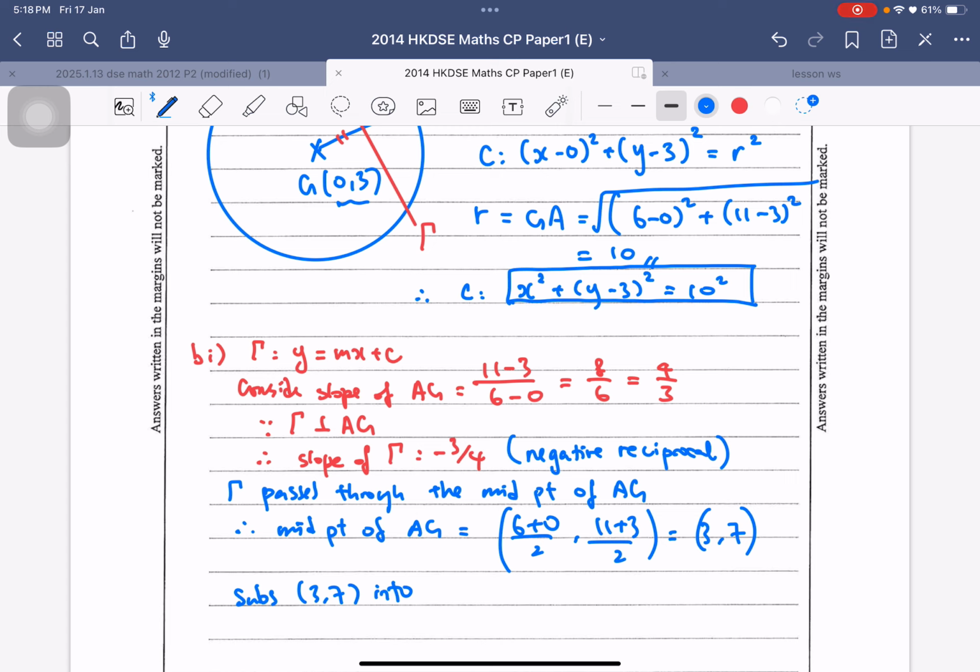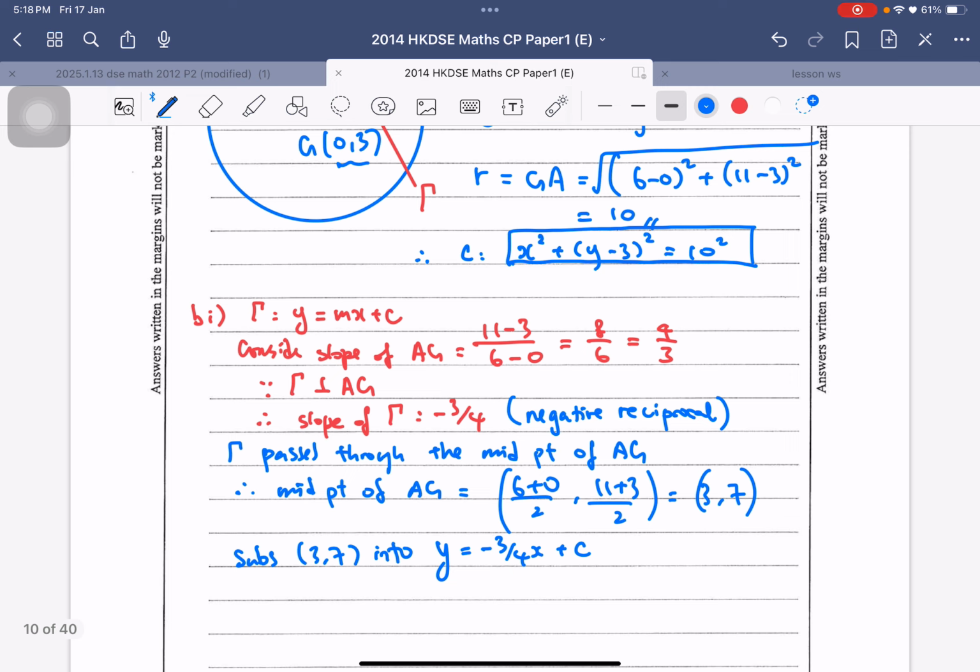So substitute (3, 7) into which equation? Yeah, y equal to mx plus c. We have the m already. Yes? So y equal to negative 3 over 4 x plus c. Now I can replace the y by 7. So 7 is equal to negative 3 over 4 times 3, plus the c. So simplify, use your calculator, we have c is equal to 37 over 4. Can you get this answer?